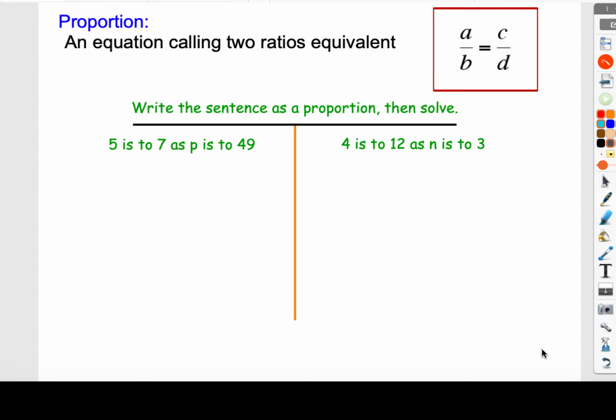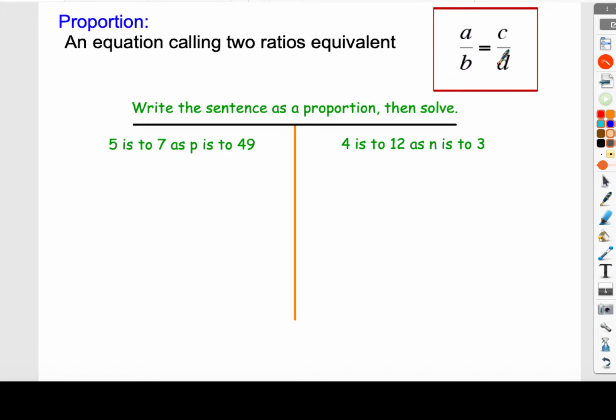Let's talk about proportions. Again, in a previous video, we've talked about ratios. A ratio, remember, is just a comparison of two numbers. So, such as in the upper right box here, we have a ratio of A to B. We also have a ratio of C to D. Often ratios are written as fractions.